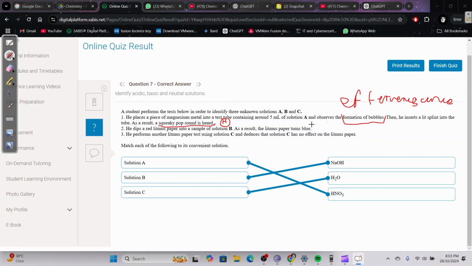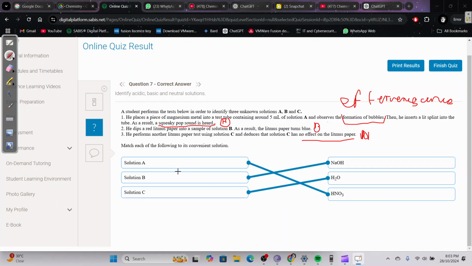Then number 2, he dips red litmus paper into sample solution B. Red litmus paper turns blue, so we know this is basic. And no effect means neutral. We'll start with solution C since it's the easiest. Solution C is H2O. H2O is neutral, and it has no effect. Keep in mind, so we match that.